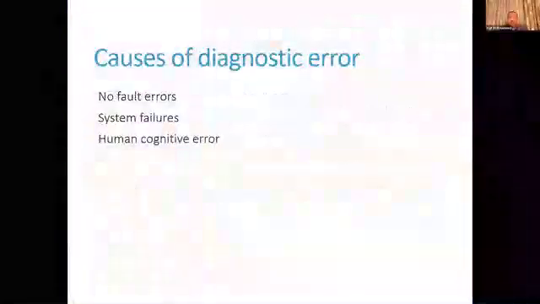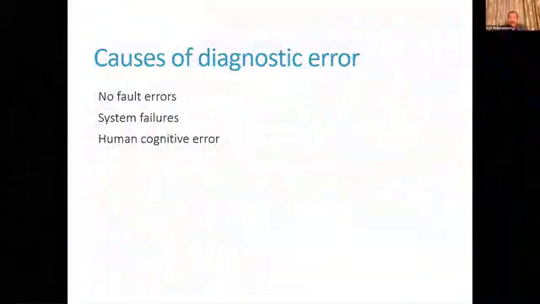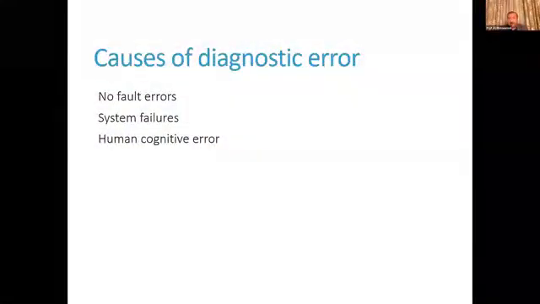Sorry. Now we come to the diagnostic errors. Why do diagnostic errors occur? Sometimes there is no definite fault that caused this error. Sometimes it is because of system failure. The system of work has defects and will lead to errors, or because of failure of human cognition, الإدراك عند الطبيب بمشكلة.